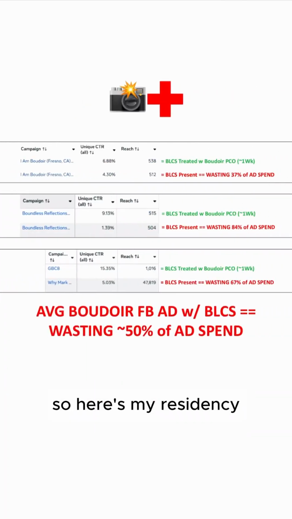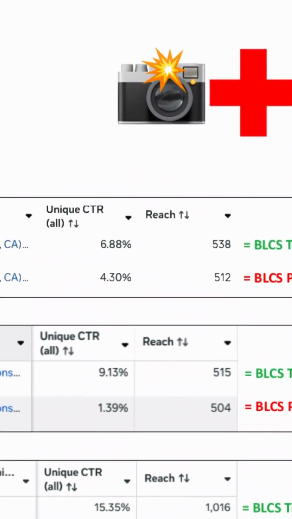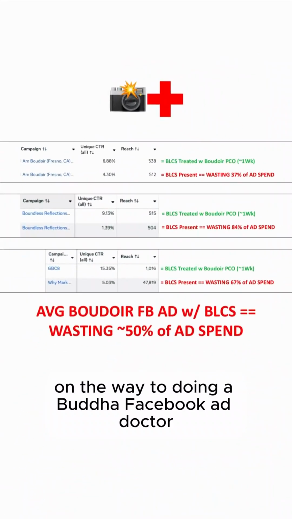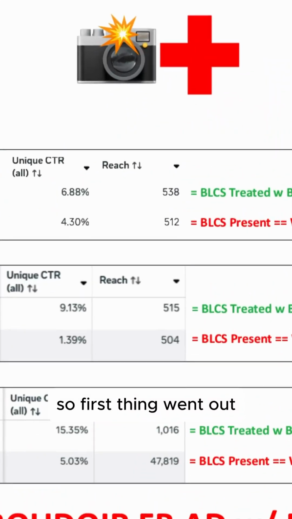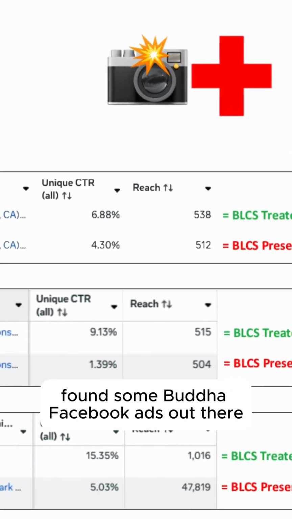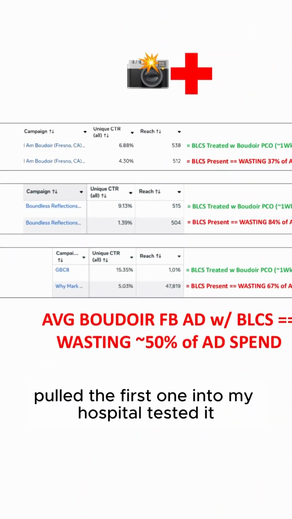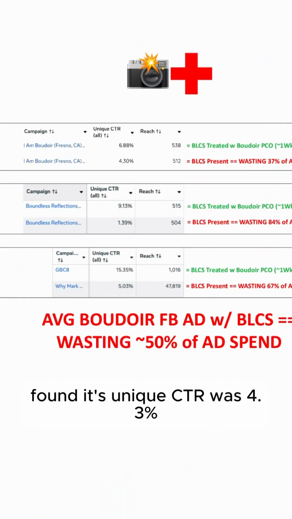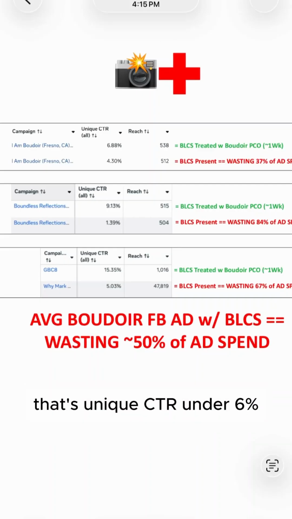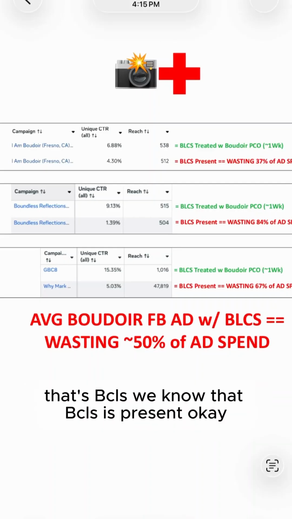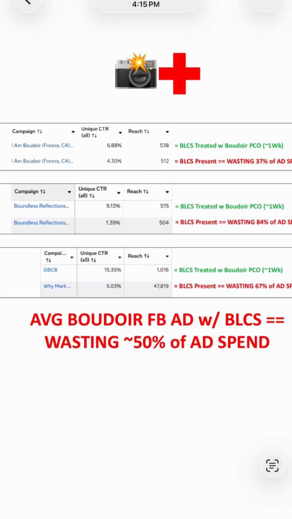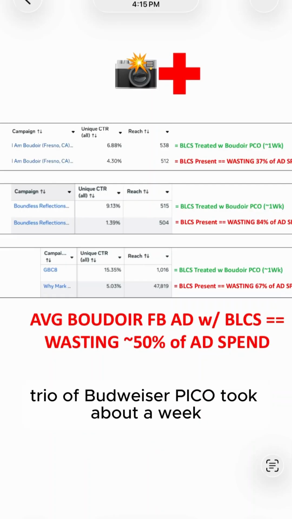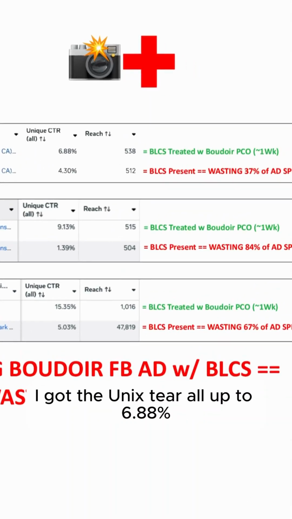So here's my residency on the way to doing Boudoir Facebook ad doctor. So first thing, went out, found some Boudoir Facebook ads out there, pulled the first one into my hospital, tested it, found its unique CTR was 4.3%. That's unique CTR under 6%. That's BLCS. So we know that BLCS is present. Okay. So duplicated it, treated with Boudoir Pico. Took about a week. Got the unique CTR up to 6.88%.